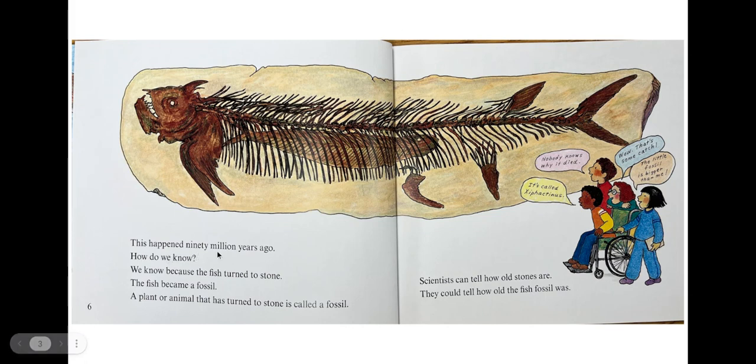This happened 90 million years ago. How do we know? We know because the fish turned to stone. The fish became a fossil. A plant or animal that has turned to stone is called a fossil. Scientists can tell how old stones are. They could tell how old the fish fossil was.